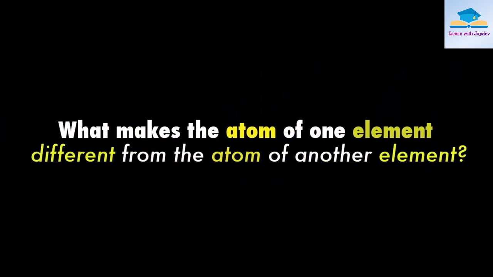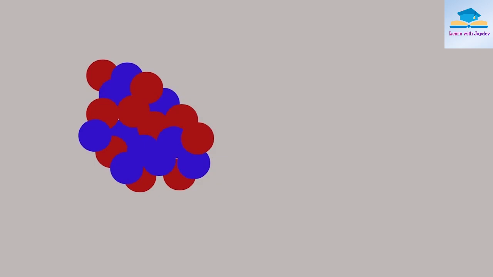Now, the question is, what makes the atom of one element different from the atom of another element? Are atoms really indivisible as proposed by Dalton? Or are there smaller constituents inside the atom? We shall find out the answer to these questions in this video.